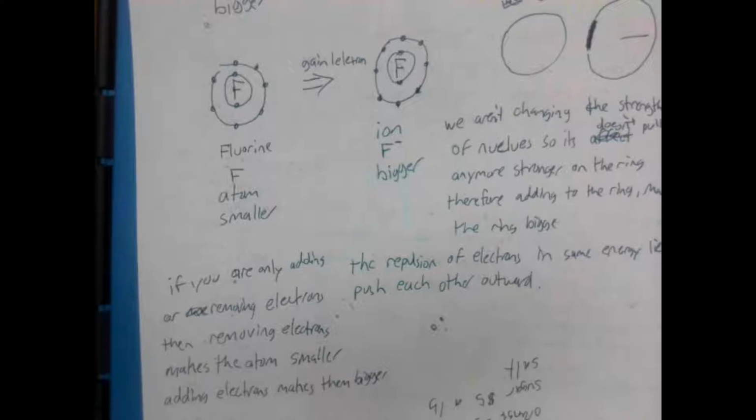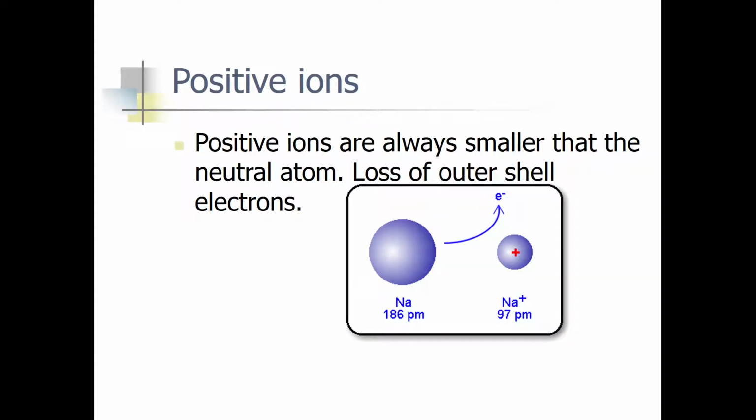So, going back to the PowerPoint. So, how does losing or gaining an electron affect the size of an atom? Positive ions are always smaller than the neutral atom because they lose the outer shell electrons.